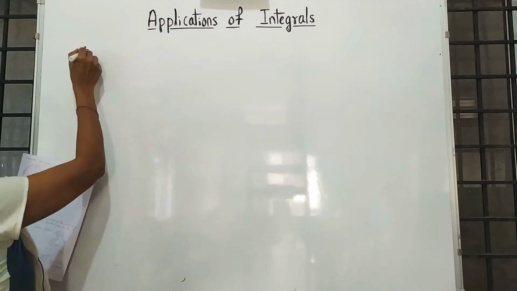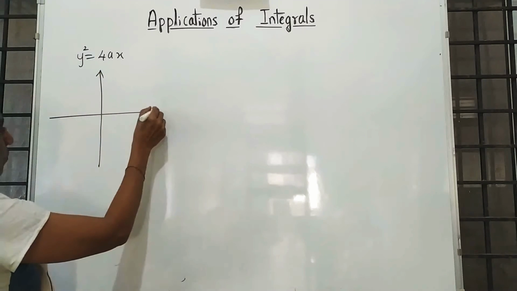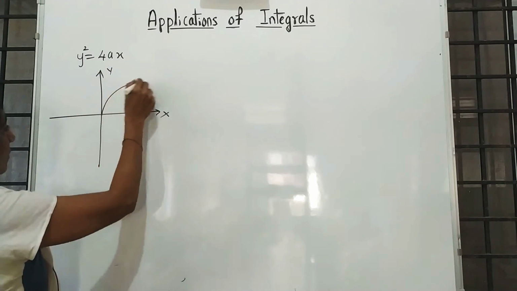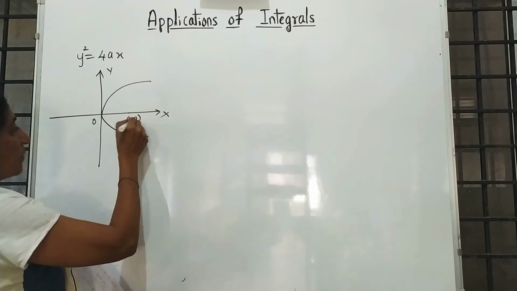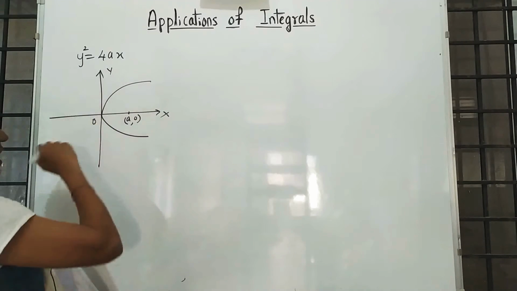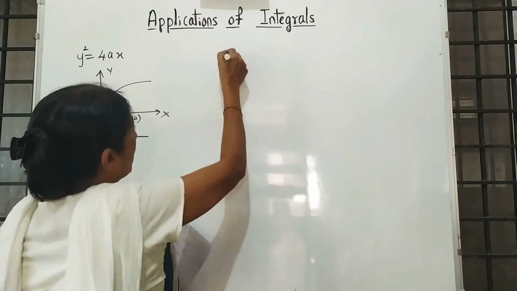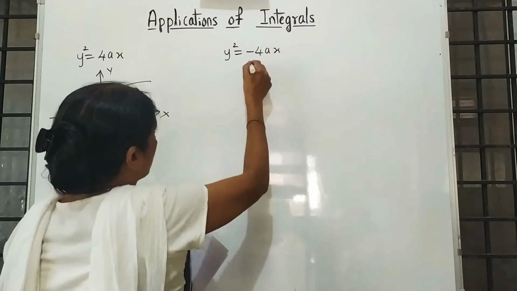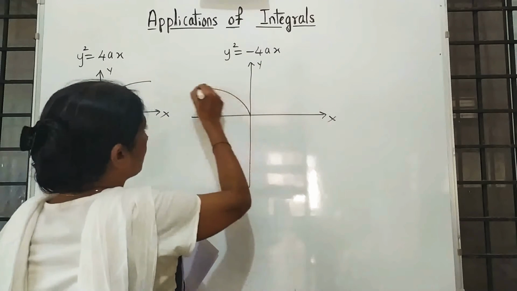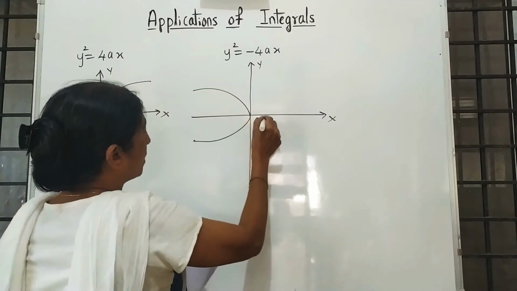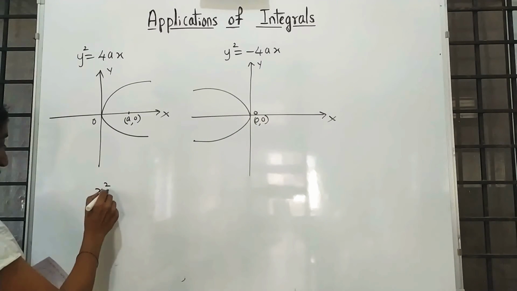First one, y square is equal to 4ax. At that time y square is equal to 4ax is like this. This is the figure, and the focus comes in the middle. This distance is always a, and whatever is necessary for integration, I am giving you. Next, y square is equal to minus 4ax is like this, and then x square is equal to 4ay.